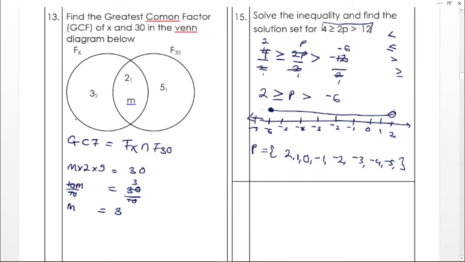And what is this 3? Because already here we have a 3, therefore this is going to become 3 squared. If this is 3 to the power 2, now this is 3 to the power 1. Therefore our m is this. Now let us come and get our GCF, which is the factors of x intersecting this one. We are multiplying them. That's going to be 2 times 3, which is giving us 6.